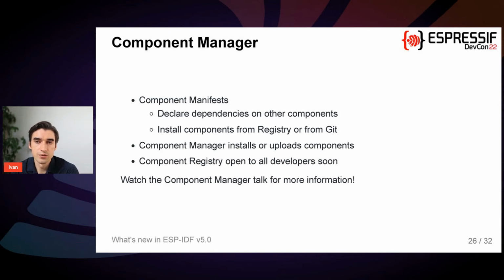Component manifests. Those are the files that declare dependencies on other components, and it basically allows you to install components that are maintained outside of your project and are available either in the component registry or in a Git repository. The component manager is the tool that is used locally to install components and also for component developers to upload components to the registry. And the registry is the online service and a website where those components are actually stored, and you can find components written by other developers.